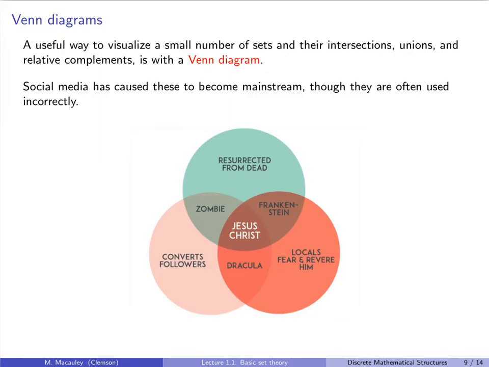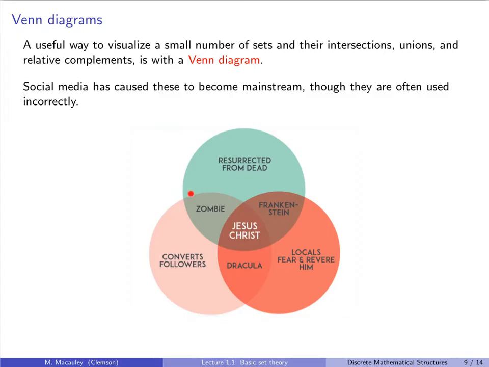So this green circle is supposed to be the set of people, or the set of creatures that have been resurrected from the dead, not just an adjective. And then this red circle is the set of creatures whom locals fear and revere. And this pink circle is the set of people, or the set of creatures that converts followers.